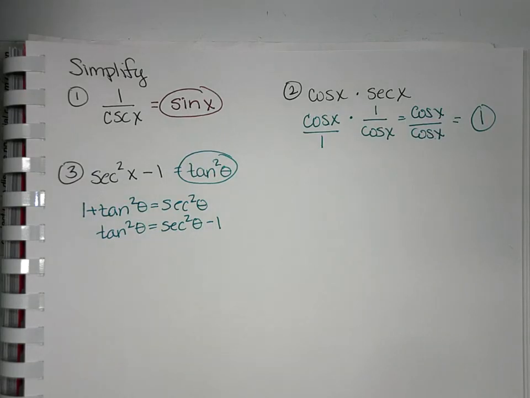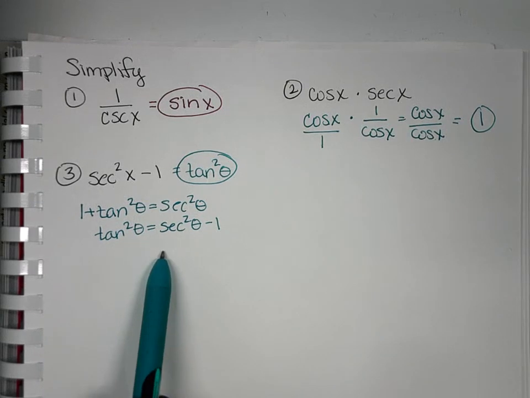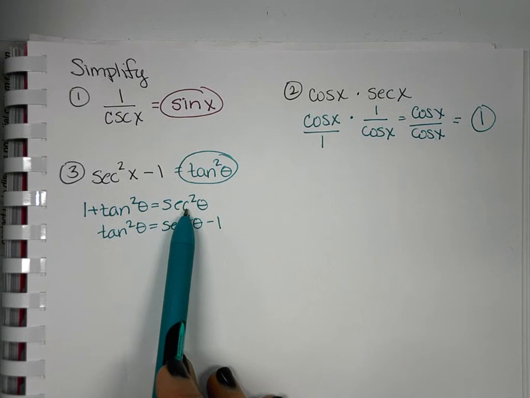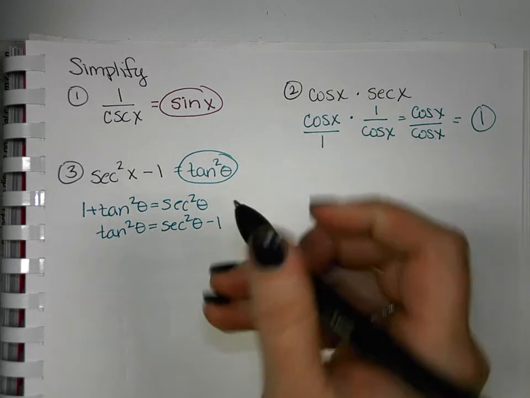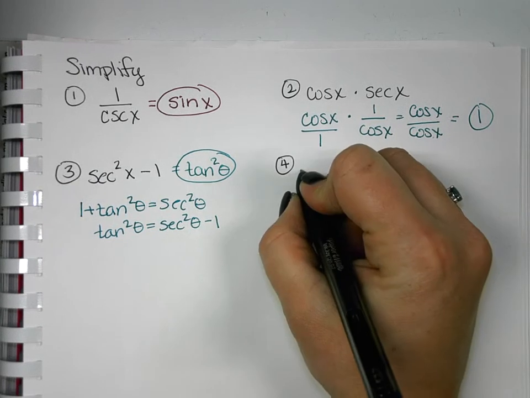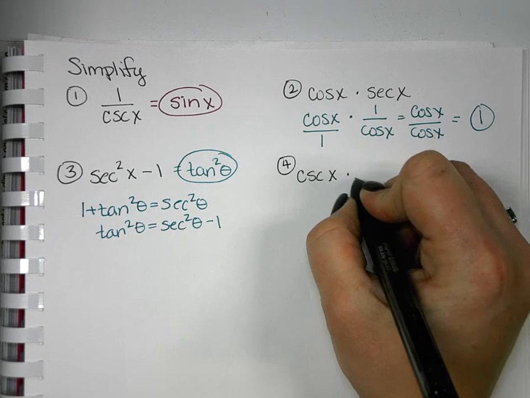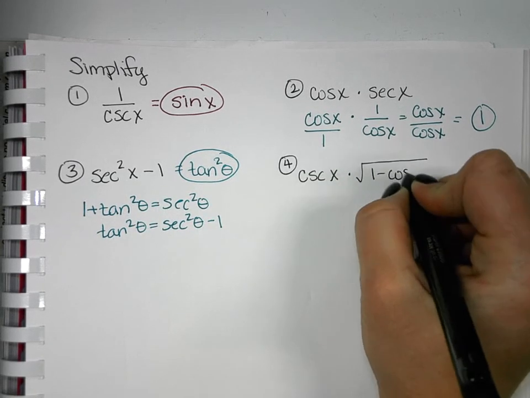So again, if you don't remember all the different formats that these trig identities can be in, go ahead and just start with one of the three and see if you can solve it, so that way it's less that you have to memorize. Okay, the next one, we're going to kind of kick it up a notch a little bit. Cosecant x times the square root of 1 minus cosine squared x.